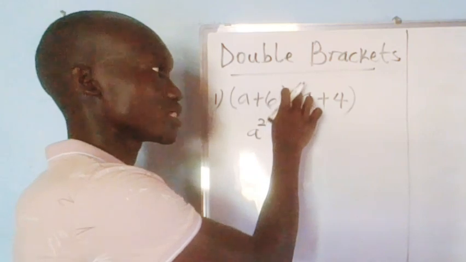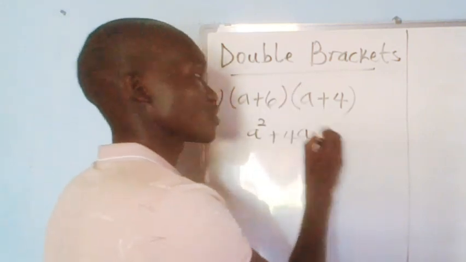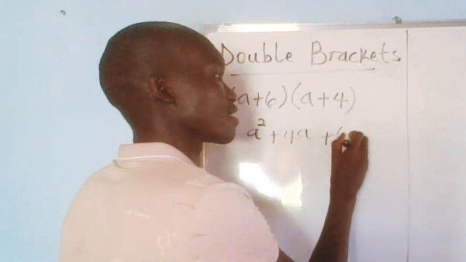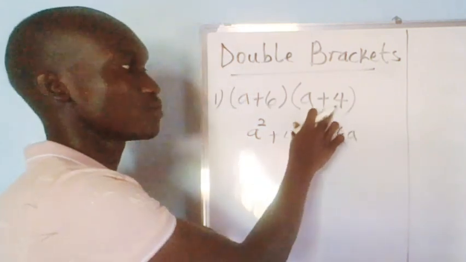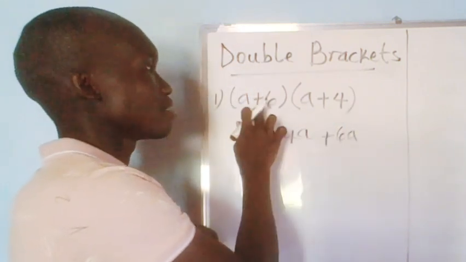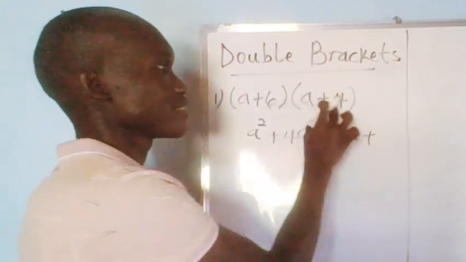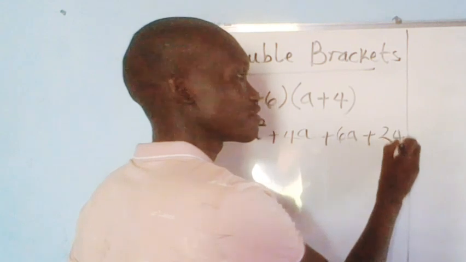Then you come to the second number. Positive times this positive in front of a will give us positive. 6 times a will give us 6a. Then we come to the second number. Positive times positive will be positive. 6 times 4 will be 24.